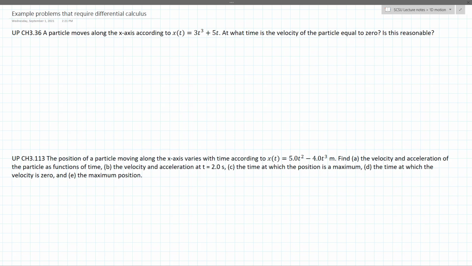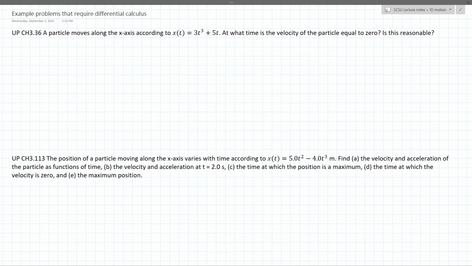In a previous video, I explained how to do differential calculus, the very basics. Mostly I was focused on the differentiation of polynomials. So now I have a couple of questions in introductory physics to use as examples that would require differential calculus in order to get answers. So let's take a look at the first one.